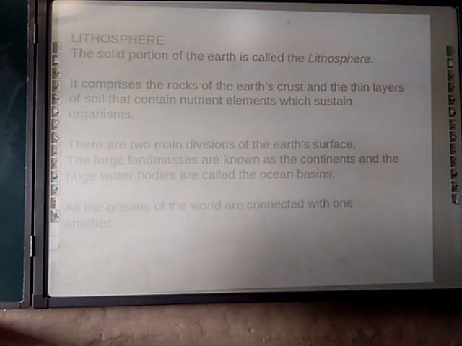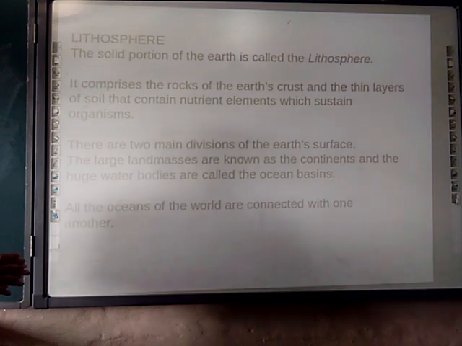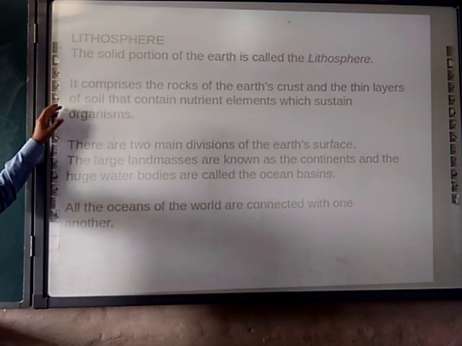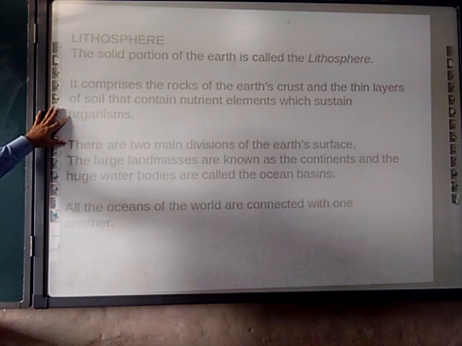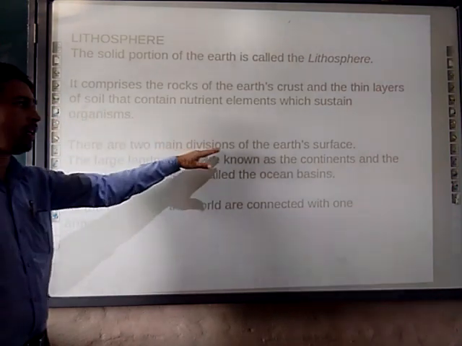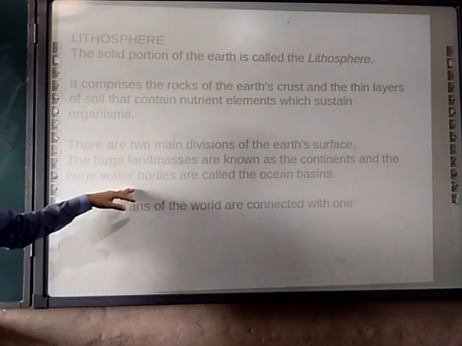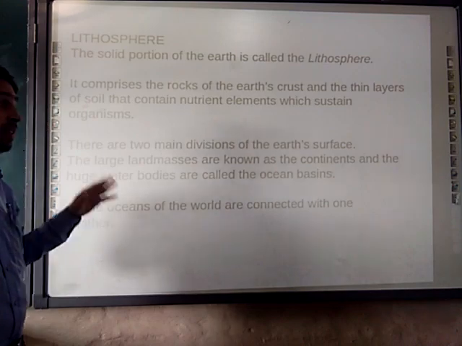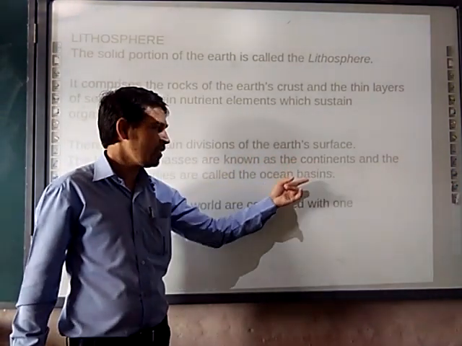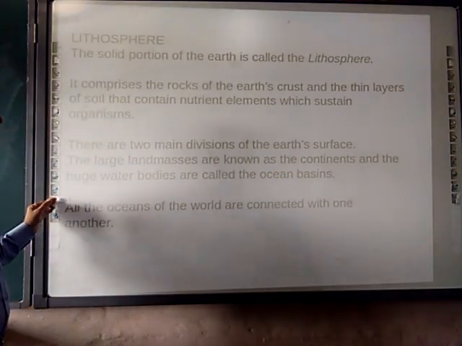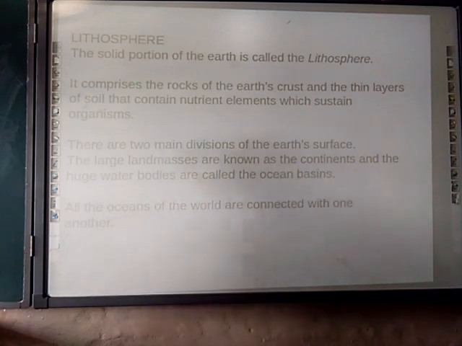Next, first we are going to see lithosphere, the solid part of the earth, right? The solid portion of the earth is called lithosphere. It comprises the rocks of the earth's crust and thin layers of soil and contains nutrient elements which sustain organisms. There are 2 main divisions of the earth's surface. The larger landmasses are known as continents, and the huge water bodies are called ocean basins. Remember, first is continent, second is ocean basin. All the oceans in the world are connected with one another.